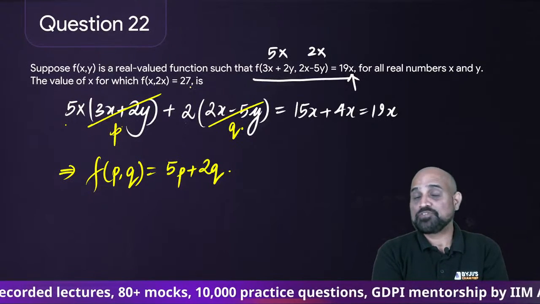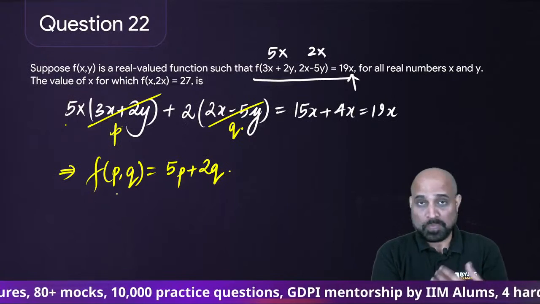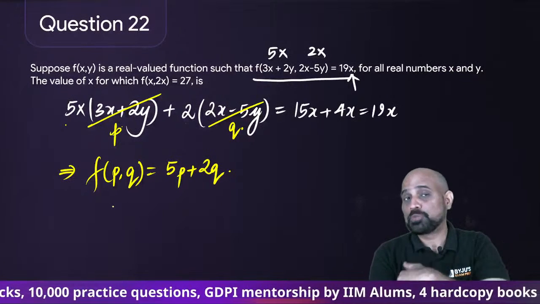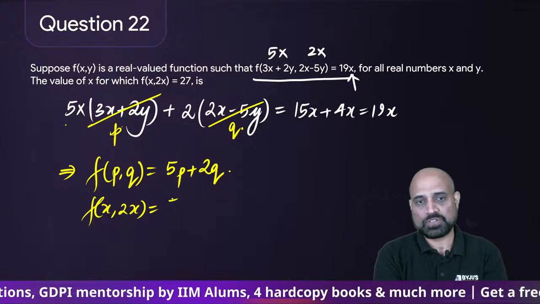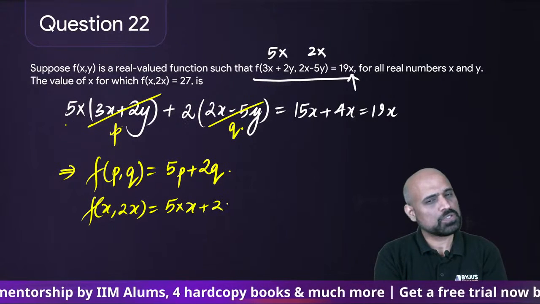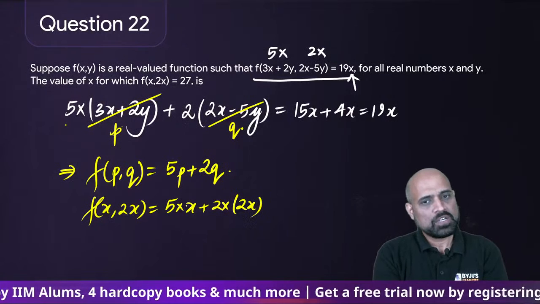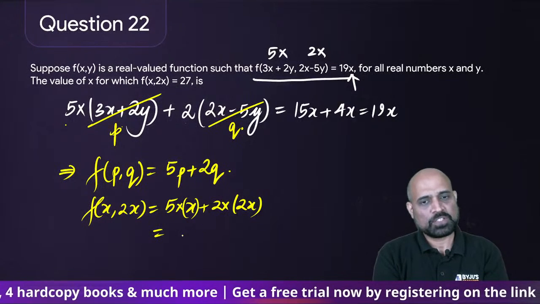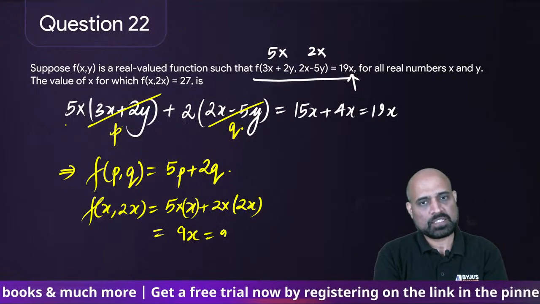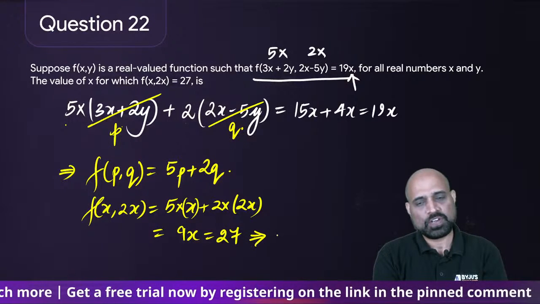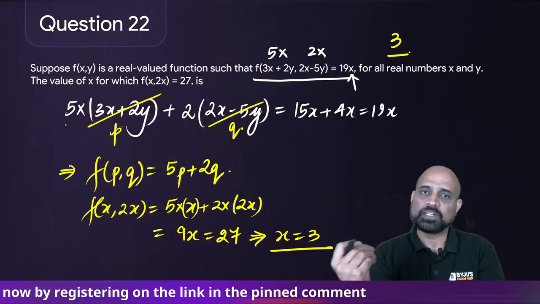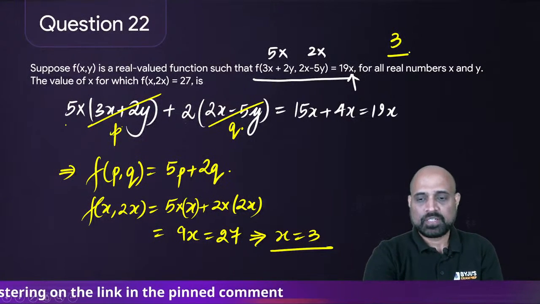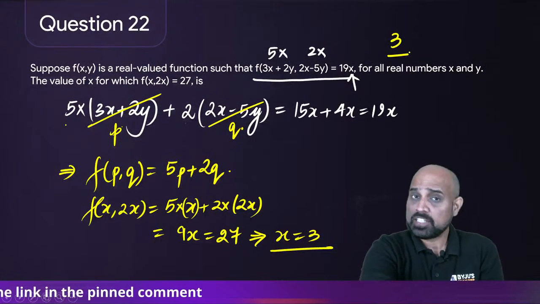This is 5P plus 2Q. Now we are asked f of x comma 2x. So instead of P we need to put x, and instead of Q we need to put 2x. So we will have f of x comma 2x is equal to 5 times x plus 2 times 2x. So this results in 5x plus 4x, which is 9x, and this is given to us as 27. So the value of x will become 3. Theta question, so आपको केवल 3 type in करना था, right? And this is the last question, question number 22.